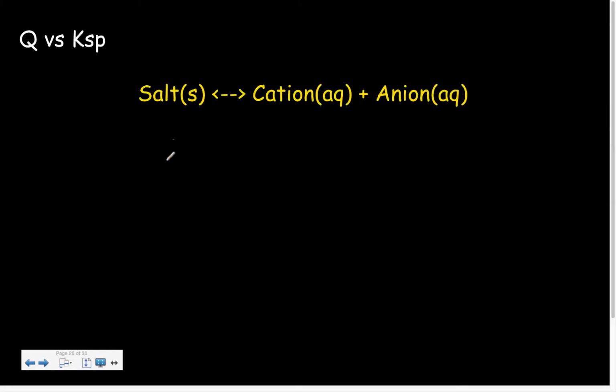All right, next up, Q versus KSP, where Q is an instantaneous picture of where a reaction is, and then I can compare my Q versus my K to decide what direction a reaction is going to move in order to reach equilibrium. When we're talking about KSP specifically, it is a salt dissociating into its respective ions. So if I was going to write the K for this, let's go ahead and use this example.